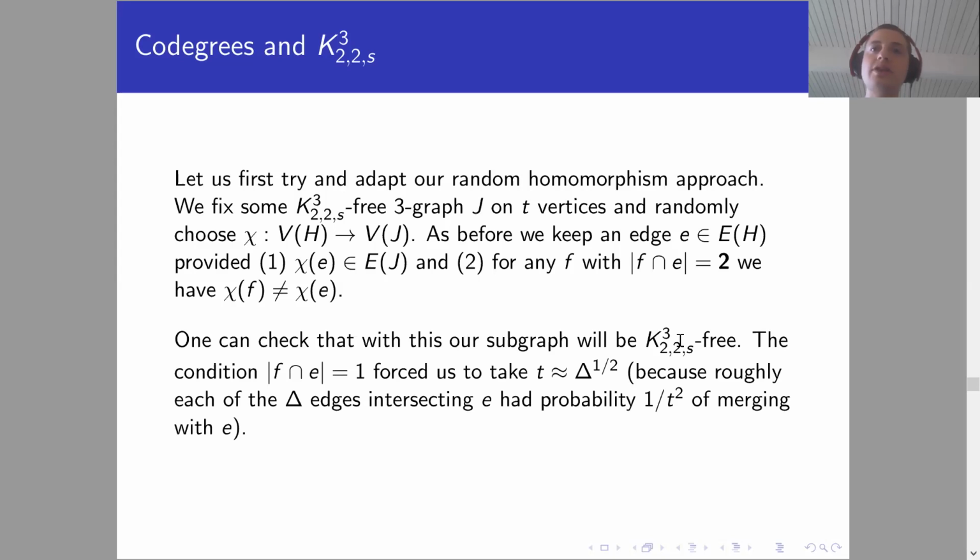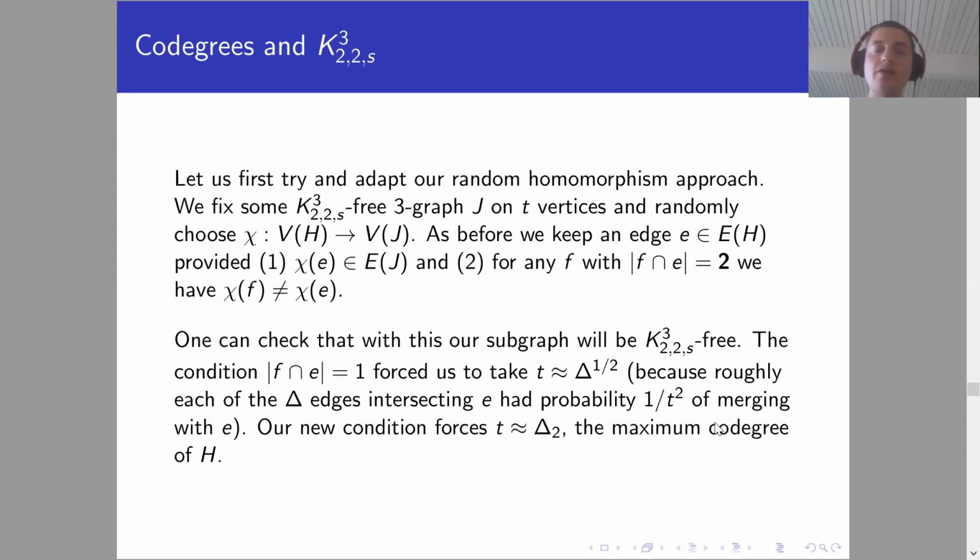And if you look back at the analysis we did before, our old condition of dealing with edges which intersect pairwise in 1 vertex forces us to take our number of vertices T to be about delta to the 1/2. This was roughly because for every fixed edge E, there were about delta edges which could intersect it in exactly 1 spot. And for any one of these edges F, it had probably about 1/T² of mapping to the same edge in E. That was because there were 2 vertices in F not in E, and each of them had about 1 in T probability of mapping in.